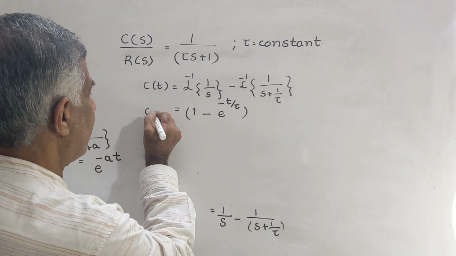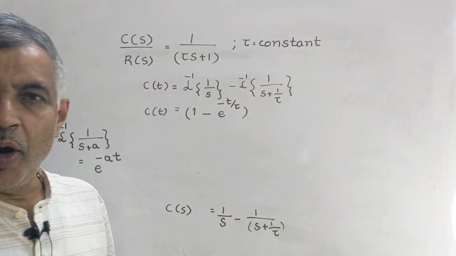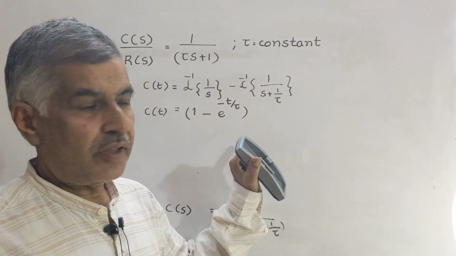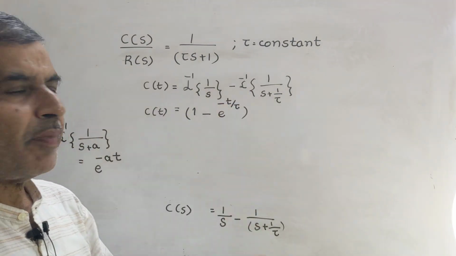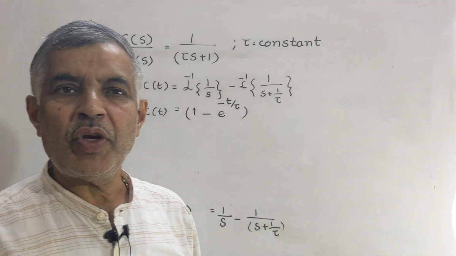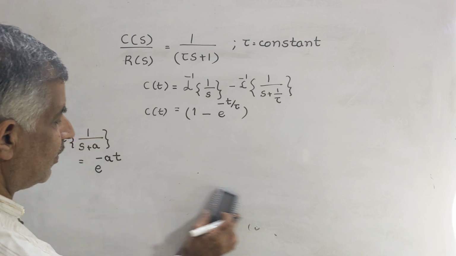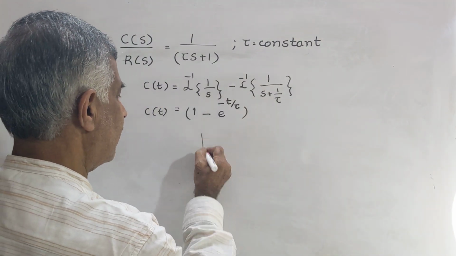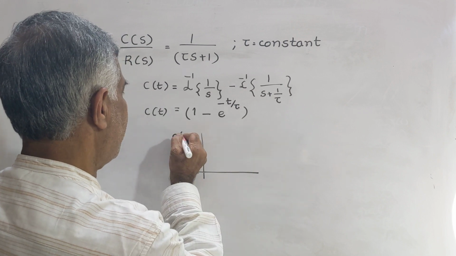So this is what is called the time domain expression of the step response: 1 minus e to the power of minus t by tau. So it is an exponential function. You can sketch this graph. If you sketch this graph, we get C of t.